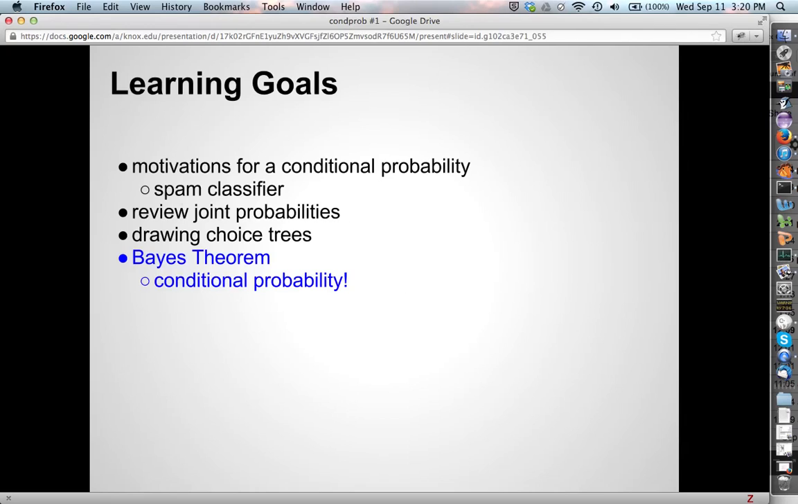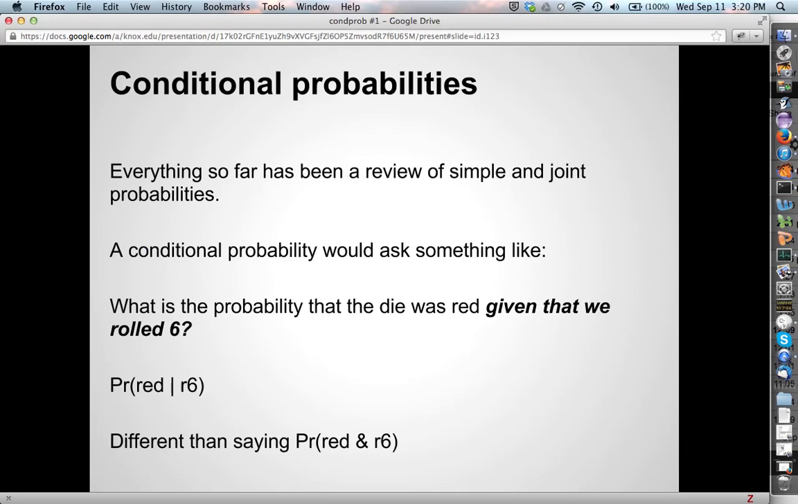So let's talk about Bayes' theorem. Everything we've done here has been a review of joint probabilities, but to talk about conditional probabilities, we need to work our way up to Bayes' theorem. So let's start with conditional probabilities. A conditional probability question would be something like, what's the probability that the die was red, given that we already know we rolled a 6?